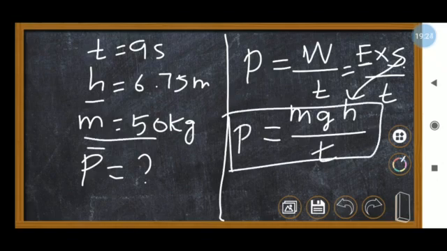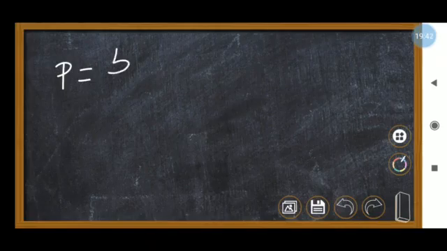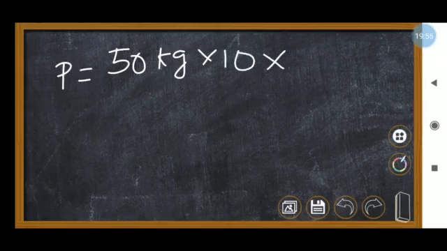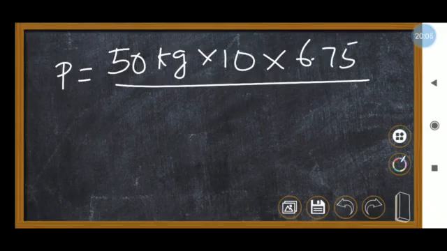Now mass they gave, and gravitational acceleration we have to take. That means g equal to 9.8 we have to take. Height they gave, time they gave, so substitute the values. So power equal to mass, 50 kg. And here they said to take the value of g as 10, so not 9.8, already they gave it in the values. I forgot that. So g value 10 we have to take, and height value 6.75 meter divided by time, so time equal to 9 seconds.